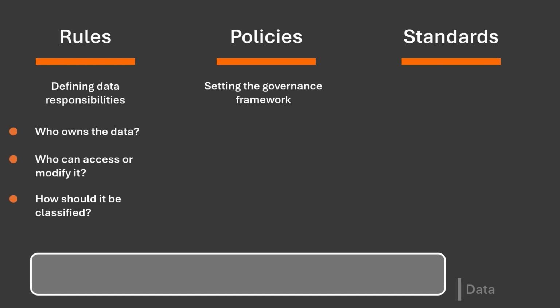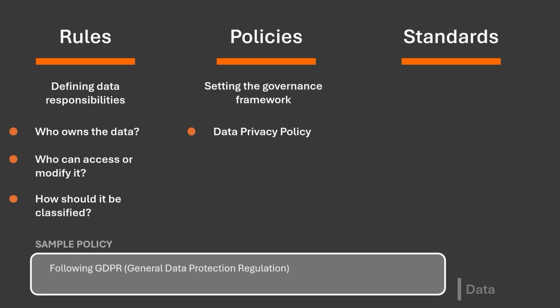Next is policies. Data policies provide guidelines for ensuring consistency, security, and compliance. They act as a company-wide agreement on how data should be collected, stored, and protected. Common data governance policies include data privacy policy, which defines how personal data is stored and protected. For example, following GDPR, the General Data Protection Regulation or GDPR is a European law that sets strict rules on data collection, processing, and user consent to protect individual privacy.